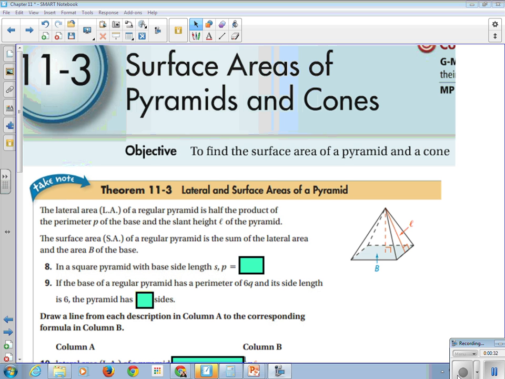Remember, lateral area is all around the sides. It's what you hug. Base area is what happens either on top or bottom. So the lateral area in this case is half the perimeter times the slant height. The surface area of a regular pyramid is when you add the lateral area and the area of the base. So we're going to find the lateral areas, and thankfully this is a regular pyramid, so let's get our highlighters out.